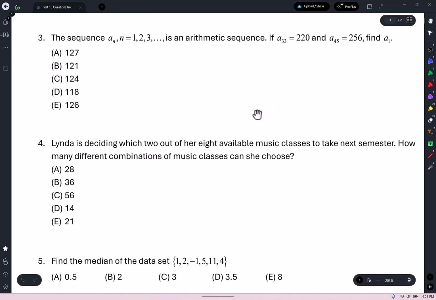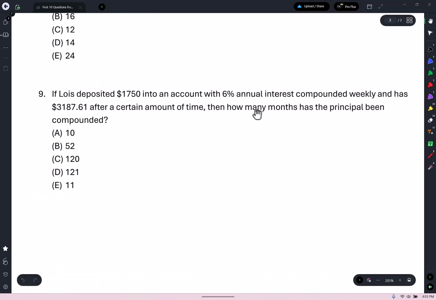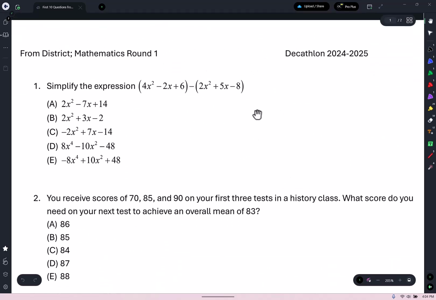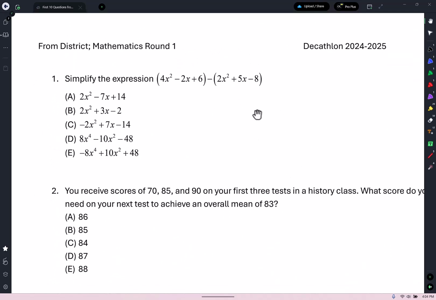I put the first 10 questions in here, verbatim. Actually, first nine. I thought I said 10, but it says first nine. So I put the first 9 questions. You're going to see, guys, that they're not that bad.